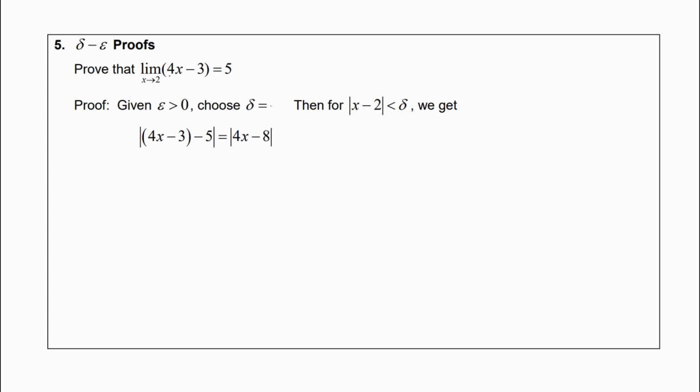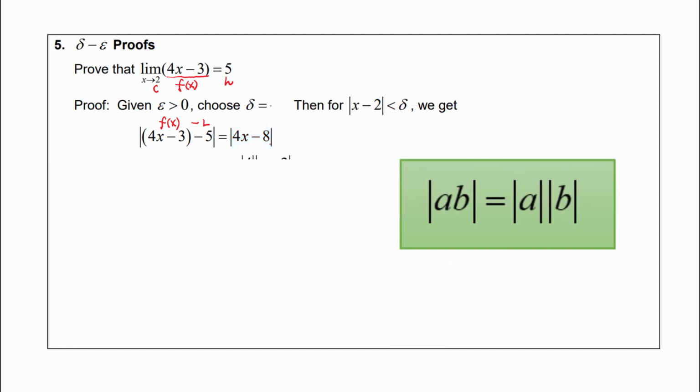Remember, our f of x here is 4x minus 3. Our c is 2. Our L is 5. So this has to be f of x minus L. So you write the absolute value of 4x minus 3 minus L, 5, equal, and then you will simplify what's inside the absolute value. So you will get 4x minus 8, and use the property of absolute value.